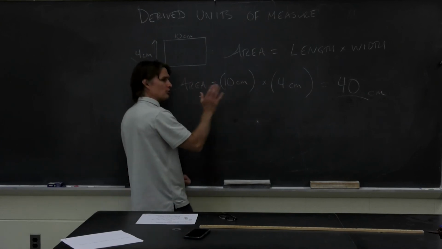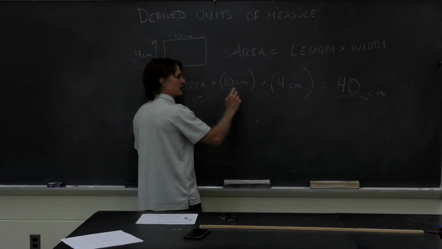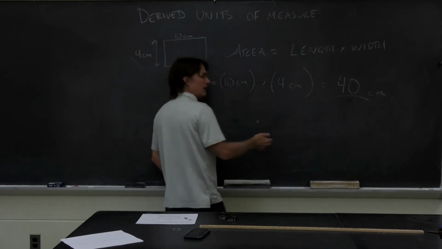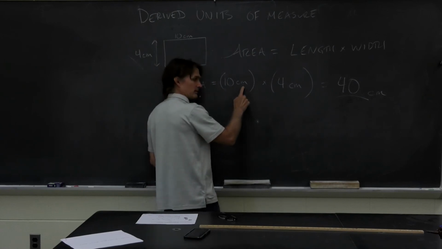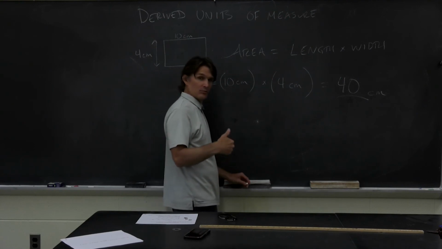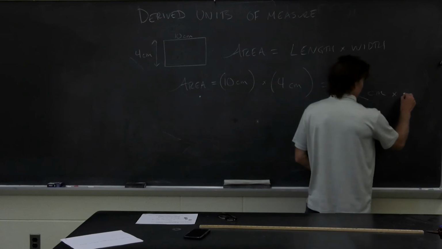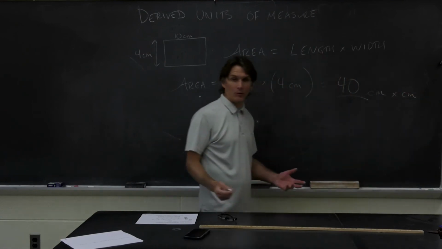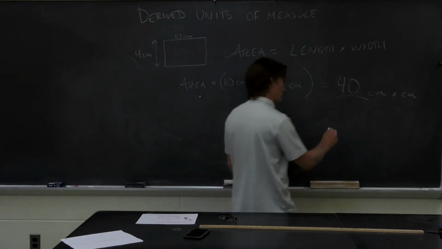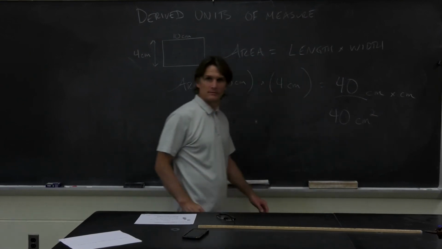Well, what you do with the units is exactly what you did to the number. So in this case, I took a 10 and multiplied it by a 4 to get the 40. I also need to take a centimeter and multiply it by a centimeter. When you multiply a centimeter by another centimeter, I could write it like this, 40 centimeters times centimeters, but that's not what we do. What we normally do is write 40 centimeters squared.